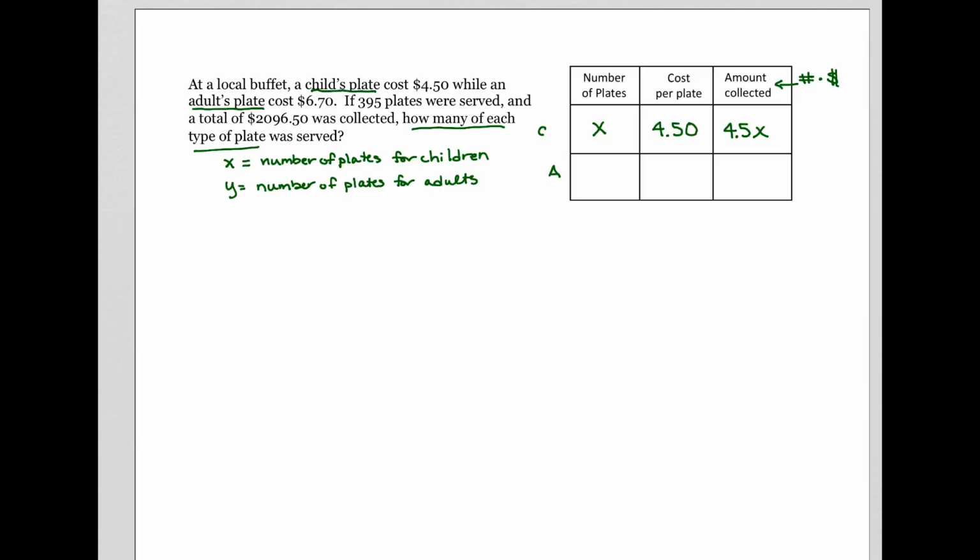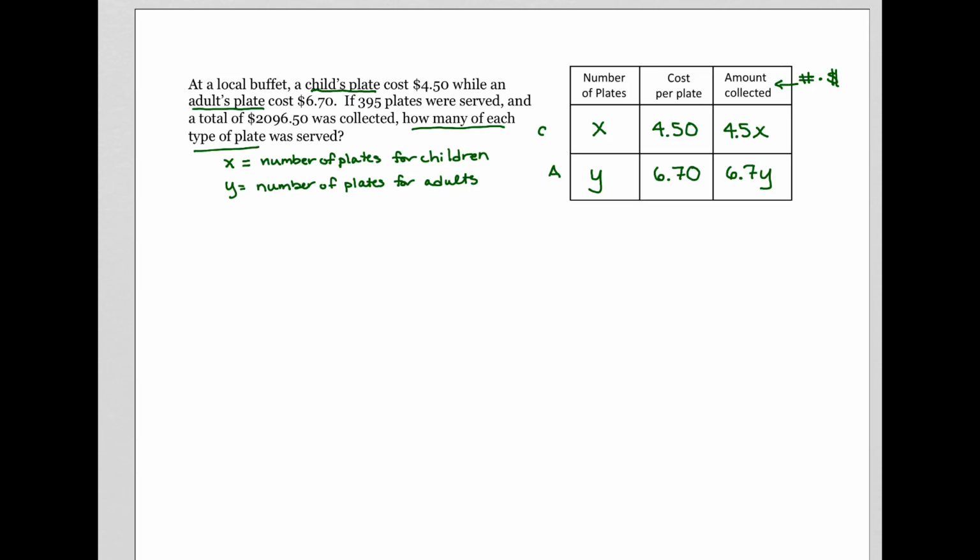Let's continue. Looking at the number of plates served to adults, we also let that be a variable. That was the variable y. And the cost per adult was $6.70. Thus, the amount collected for the adult plates was 6.70 times y, or simply 6.7y.